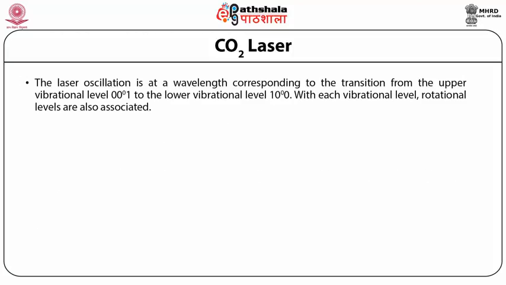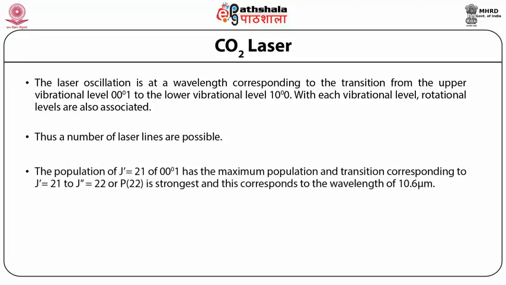The laser oscillation is at a wavelength corresponding to the transition from the upper vibrational level 0001 to the lower vibrational level 1000. With each vibrational level, rotational levels are also associated. Thus, a number of laser lines are possible.